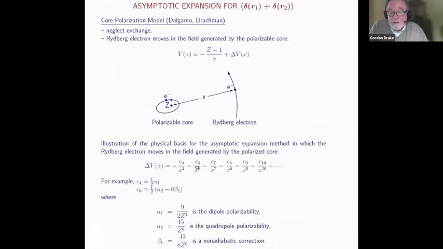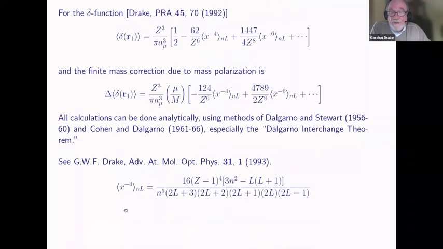I just wanted to mention that there's an asymptotic expansion for these matrix elements of the delta function. So the whole theory rests on evaluating the electron density at the nucleus. And for high angular momentum states, there's a very simple asymptotic core polarization model that you can use to calculate these matrix elements of the delta function. In fact, this is not that widely known. This comes from a 1992 paper, where you can write the matrix element of the delta function in terms of a leading term. This is state independent, and so this cancels when you take differences.